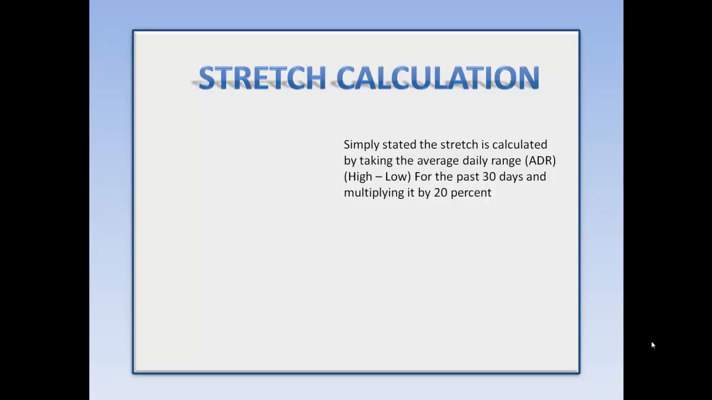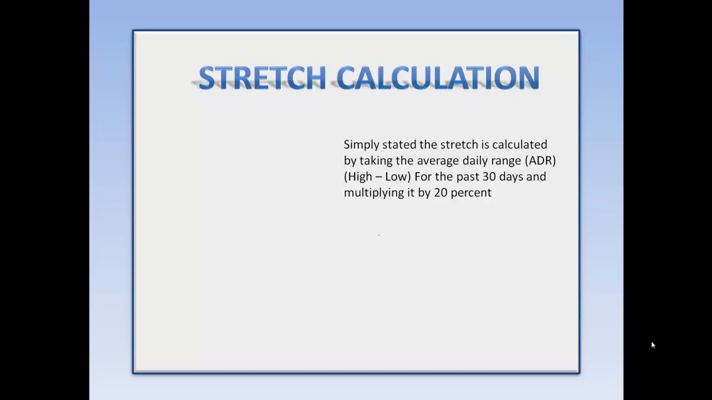ADR simply takes the daily bar and measures the high minus the low. You measure that range, which is called the range of the day. So it's basically the high minus the low over the past 30 days, and then you take that and multiply it by 20%.